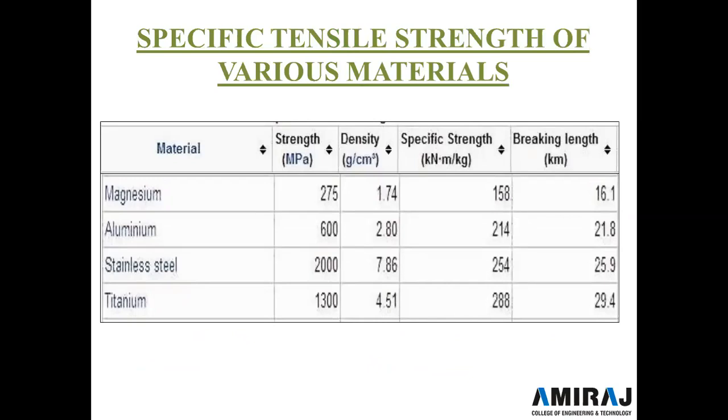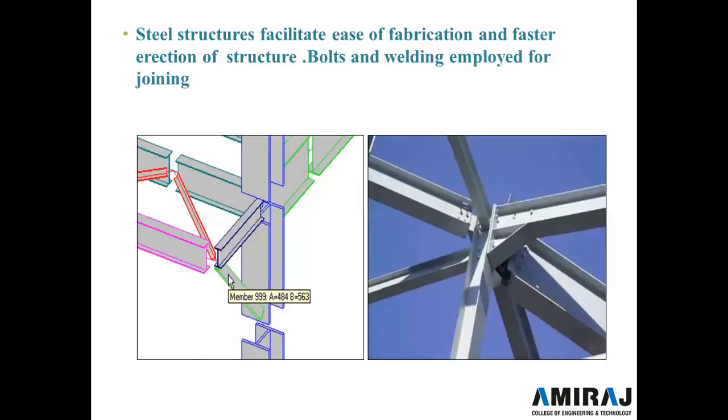So going further, the magnesium strength is 275 megapascal. Aluminium has a strength of 600 megapascal. Stainless steel has a 2000 megapascal strength, and last, titanium has a 1300 megapascal strength. Going further, these different types of material have different strength, density, specific strength, and breaking length, right? The steel structure facilitates ease of fabrication and faster erection of the structure.